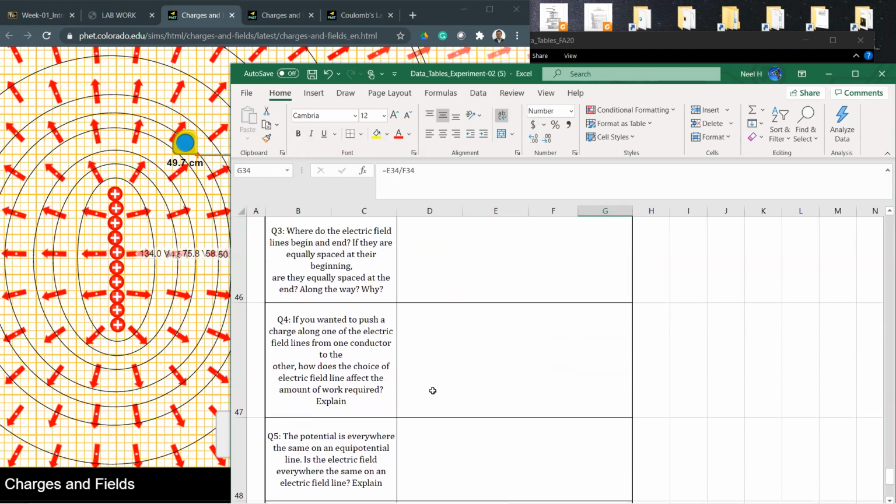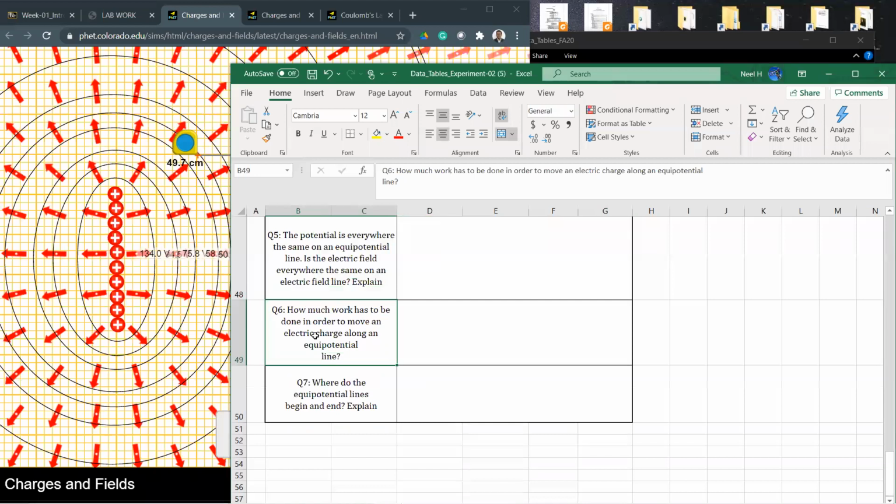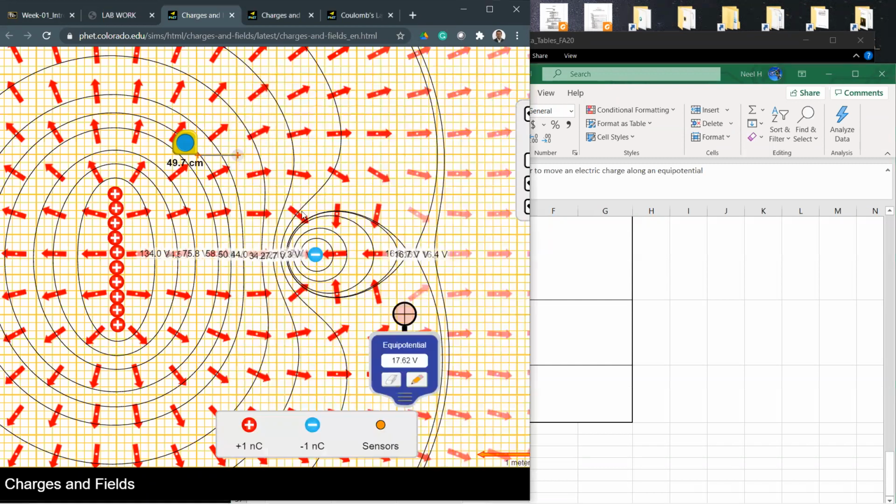Okay, as you go further away from the charge, the electric field value changes. What else? Then it's asking how much work has to be done in order to move an electric charge along the equipotential line. That's a good question. What do you think? If you move a charge along an equipotential line, how much work has to be done? We discussed the answer in a different manner earlier.